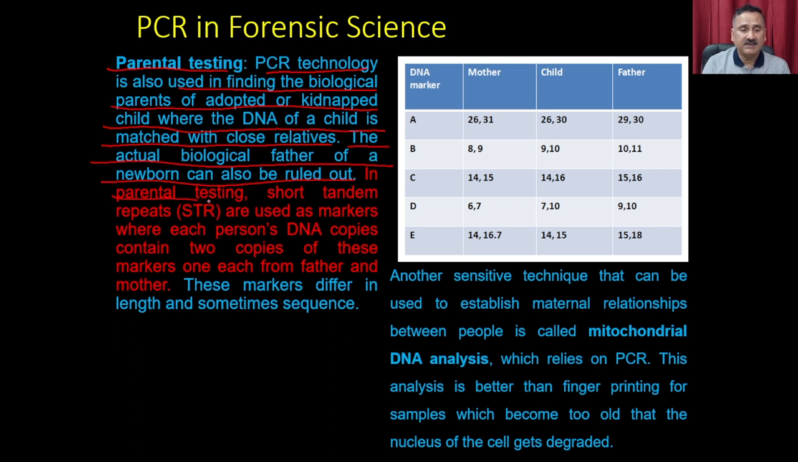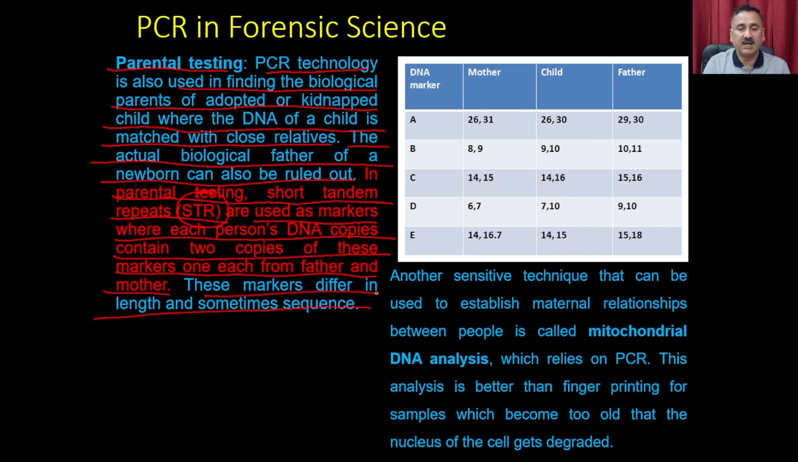In parental testing, short tandem repeats, or STRs, are used as markers, where each person's DNA contains two copies of these markers, one each from the father and mother. These markers differ in length and sometimes in sequence. So, you can have DNA markers like A, B, C, D, E, and you can test the different probable fathers and mothers.